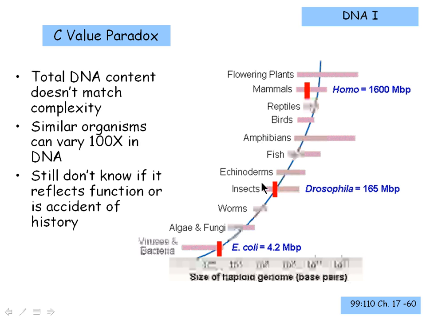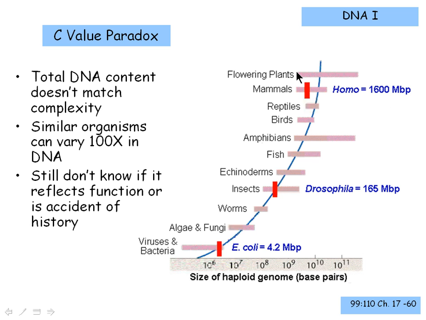Last, I wanted to talk to you a little bit about the C-value paradox. This doesn't have a lot to do with chromosomes, but it's an interesting thing nonetheless. It comes about because the total amount of DNA in an organism doesn't always match up with the complexity of that organism. For example, here's a figure with the number of base pairs in the genome going from smallest on the left to more base pairs on the right. We have E. coli down here with about 4.2 megabase pairs, Drosophila 165 megabase pairs, and then Homo sapiens up here in the red with 1,600 megabase pairs.